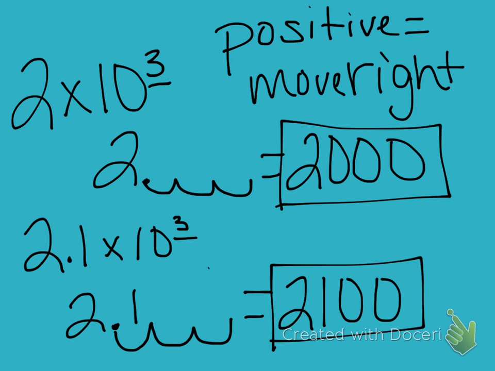Now when we do that, we end up with 2,000, because we have 3 places that we have to fill, and what we do is we put a 0 in each place, so it becomes 2,000.